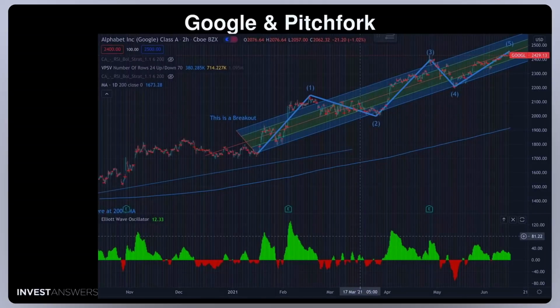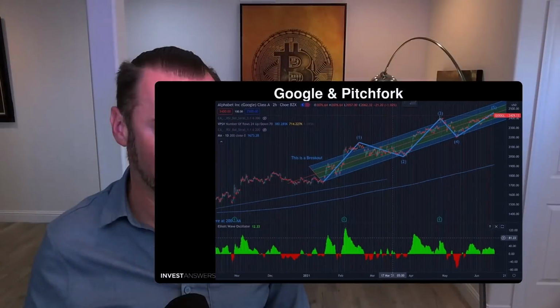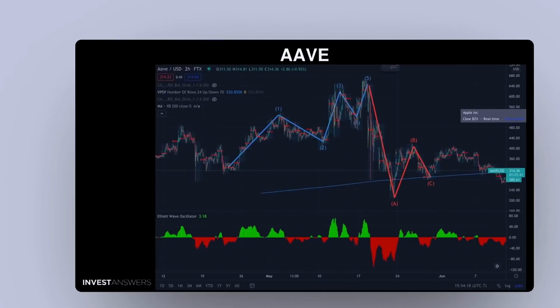And again, this is Google, circa early 2021. We shot up to point number 1, down to point number 2, up to 3, 4, and 5. This is very similar as well to the pattern that can be laid out from Amazon. So again, super, super simple tool. And then Aave, another one here.